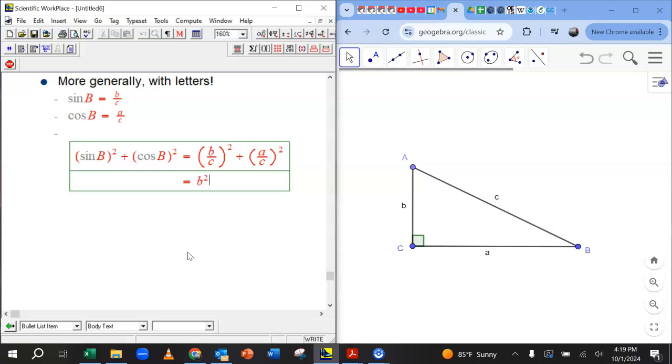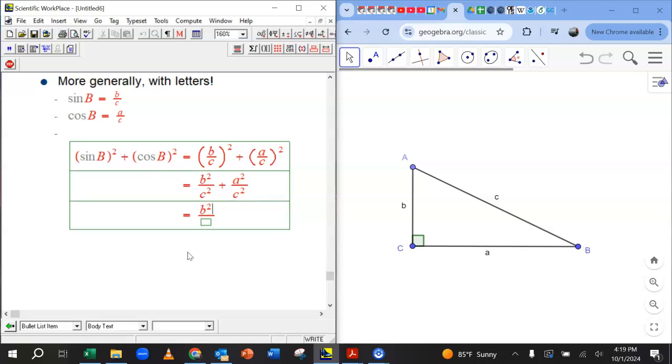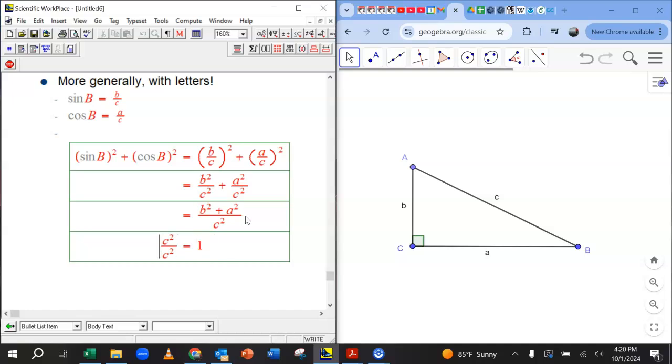Same two steps: b squared over c squared plus a squared over c squared. Good workout with a little bit of algebra. Those are over a common denominator already: b squared plus a squared over c squared. For any right triangle, for any angle B, you calculate the sine of B and square it, and the cosine of B and square it. That corresponds to some right triangle doing this exact calculation, and because it's a right triangle, Pythagoras says that's just c squared over c squared, and that's equal to 1.